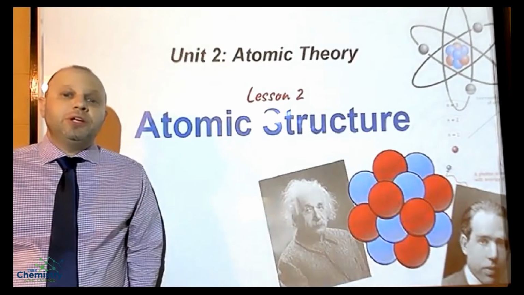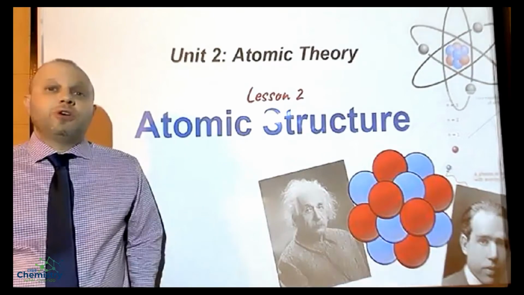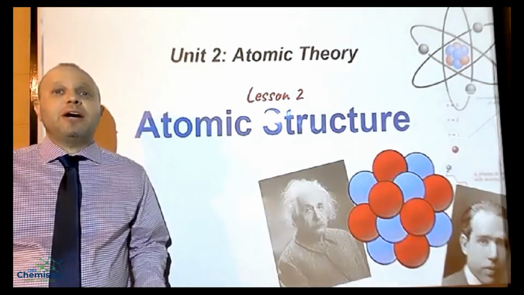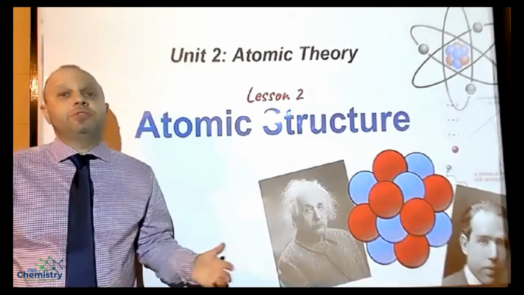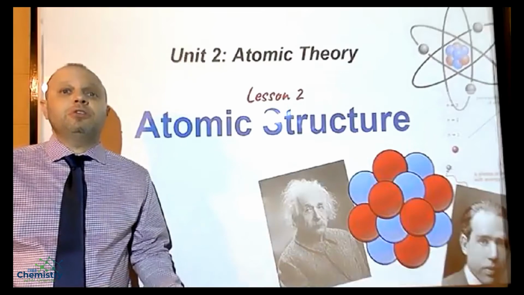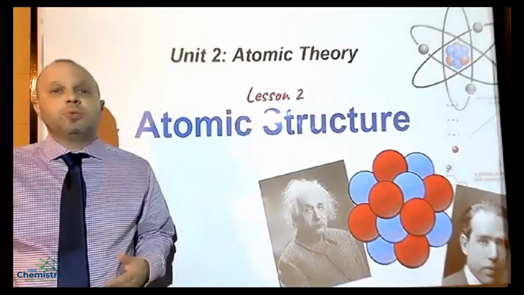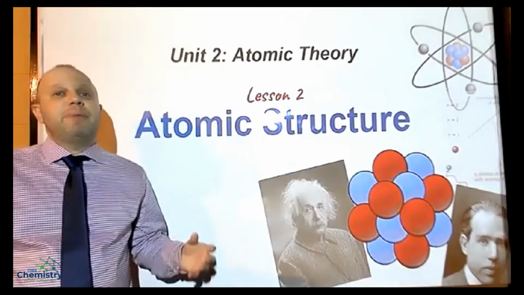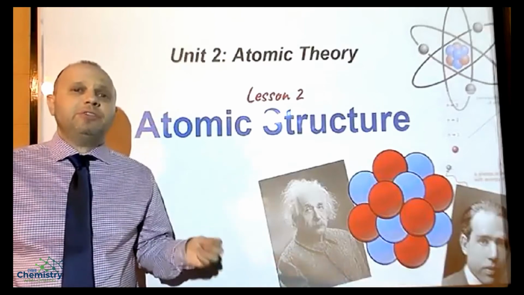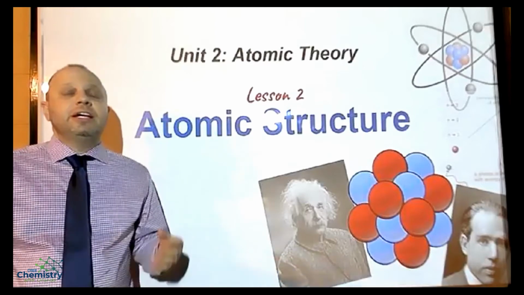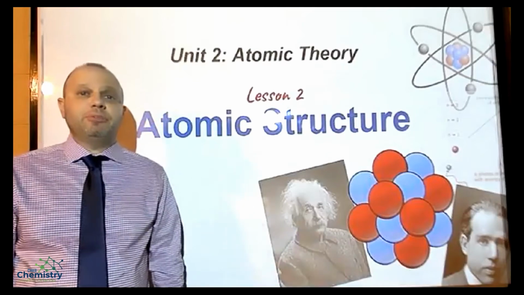Welcome to Unit 2, Lesson 2 on atomic structure. So when we left off, we had been talking about the history of the atom, and we actually went through the discovery of all three of our subatomic particles: protons, neutrons, and electrons. What we're going to do today is make sense of some of the other aspects of protons, neutrons, and electrons, and how they're related and how we can use them to figure out some other information.